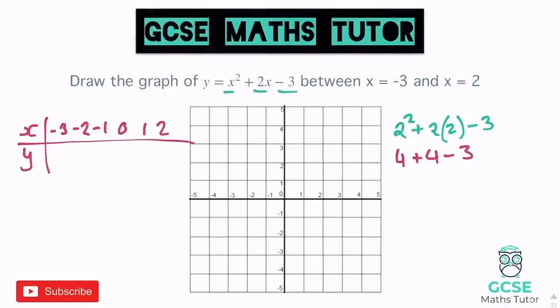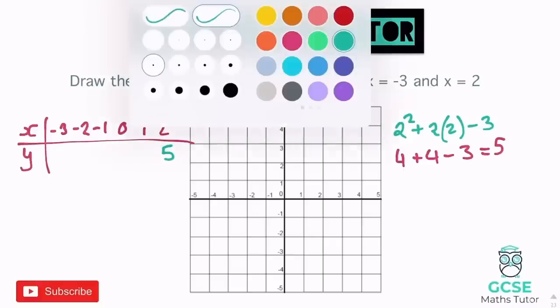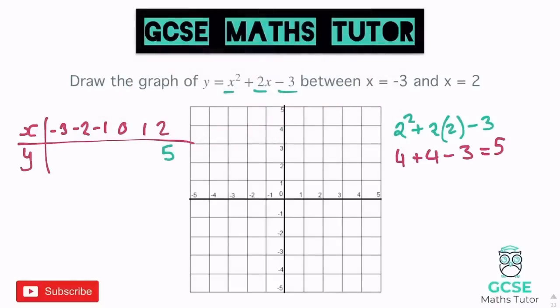So 4 plus 4 is 8, take away 3 is 5. So my answer there underneath the 2 is going to be 5. Now I need to follow this process for all of them, but the one thing I do need to be careful of is when we get to these negative numbers.